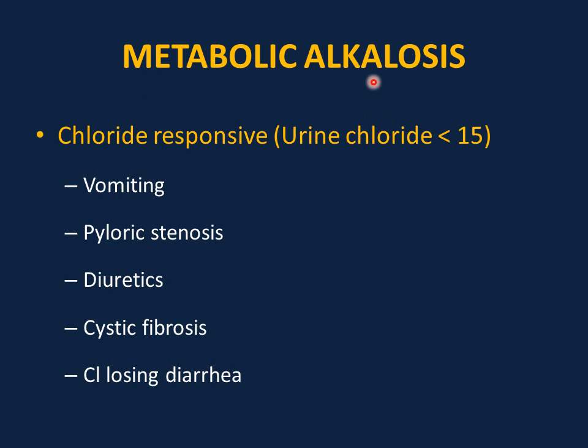Classification of metabolic alkalosis. The causes of metabolic alkalosis are classified according to the chloride. It's chloride responsive if, by checking the urine chloride, it's less than 15. If the urine chloride is less than 15, this is chloride responsive, and the most common causes are vomiting, pyloric stenosis, diuretics, cystic fibrosis, or chloride-losing diarrhea.